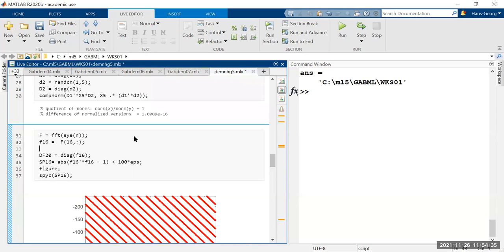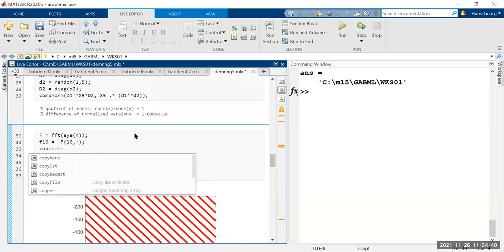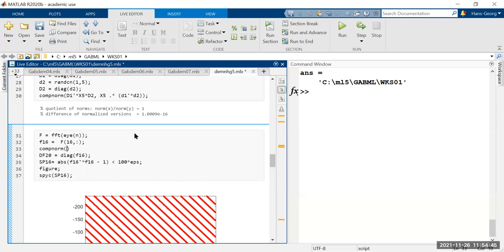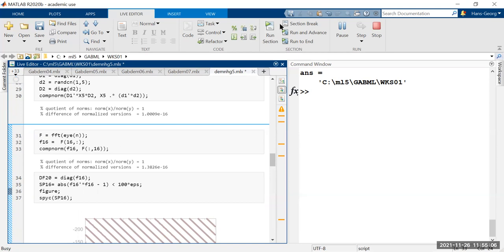I'm showing you that, of course, the Fourier matrix is symmetric. I could have taken columns at the same time, but this is now a row vector, and I could have taken column number 16. So you see the comp norm routine requires only the same Euclidean dimension. And now I'm running this to get, yes, these row and columns are not identical, but numerically identical.